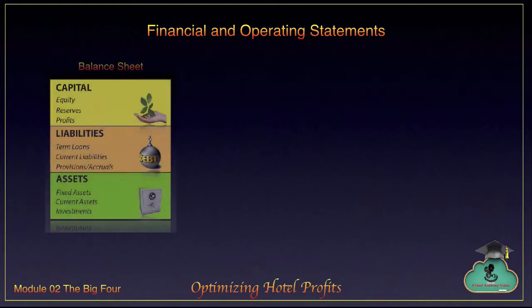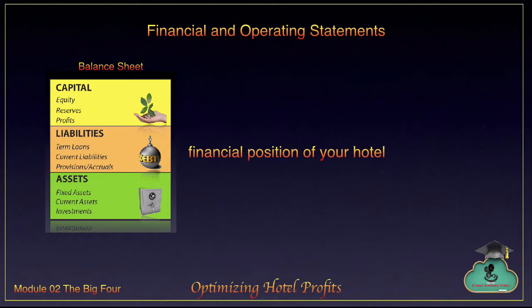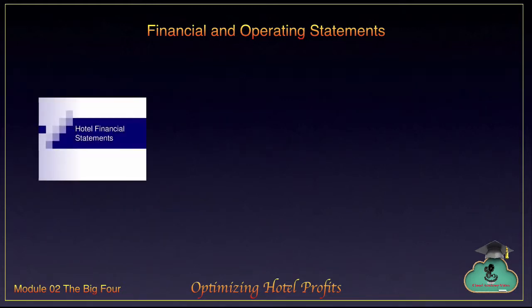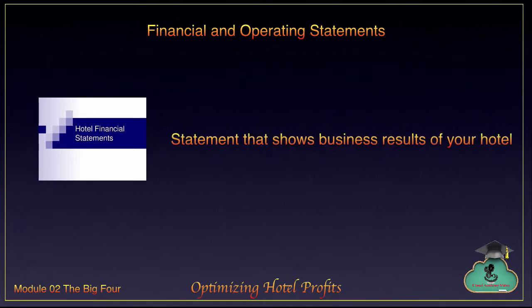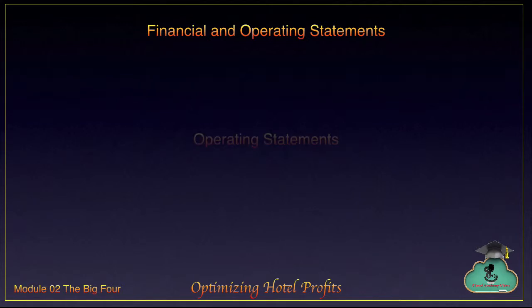However, as a hotel operation manager, you have very little opportunity to come across another financial statement, which is equally important. This is the balance sheet. The balance sheet is a statement of assets, liabilities, and capital of the hotel. The balance sheet shows the financial position of the hotel. We will learn more about the balance sheet later in this course. So taking all of the above factors into consideration, a more tight definition of a financial statement could be a statement which shows the business or financial results of the hotel, a statement which is expressed in a unit of currency, monetary terms. Let us now come to operating statements.